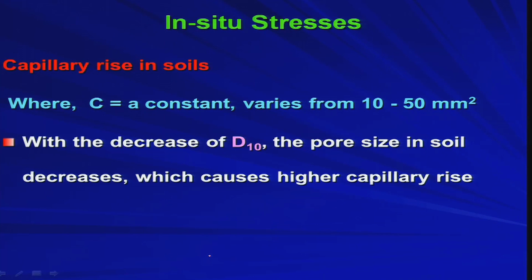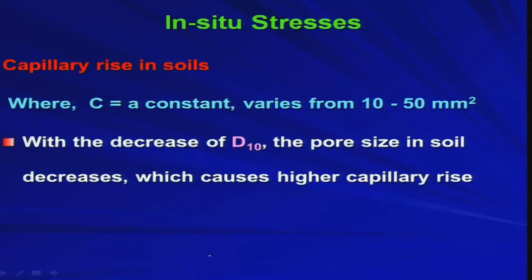So, now with the decrease of D10, as we have already discussed earlier when we talked about the grain size distribution, with the decrease of D10, the pore size in soil decreases. Do you agree with this or not? If you make D10 reduced further, then your pore size in the soil will also reduce, right.